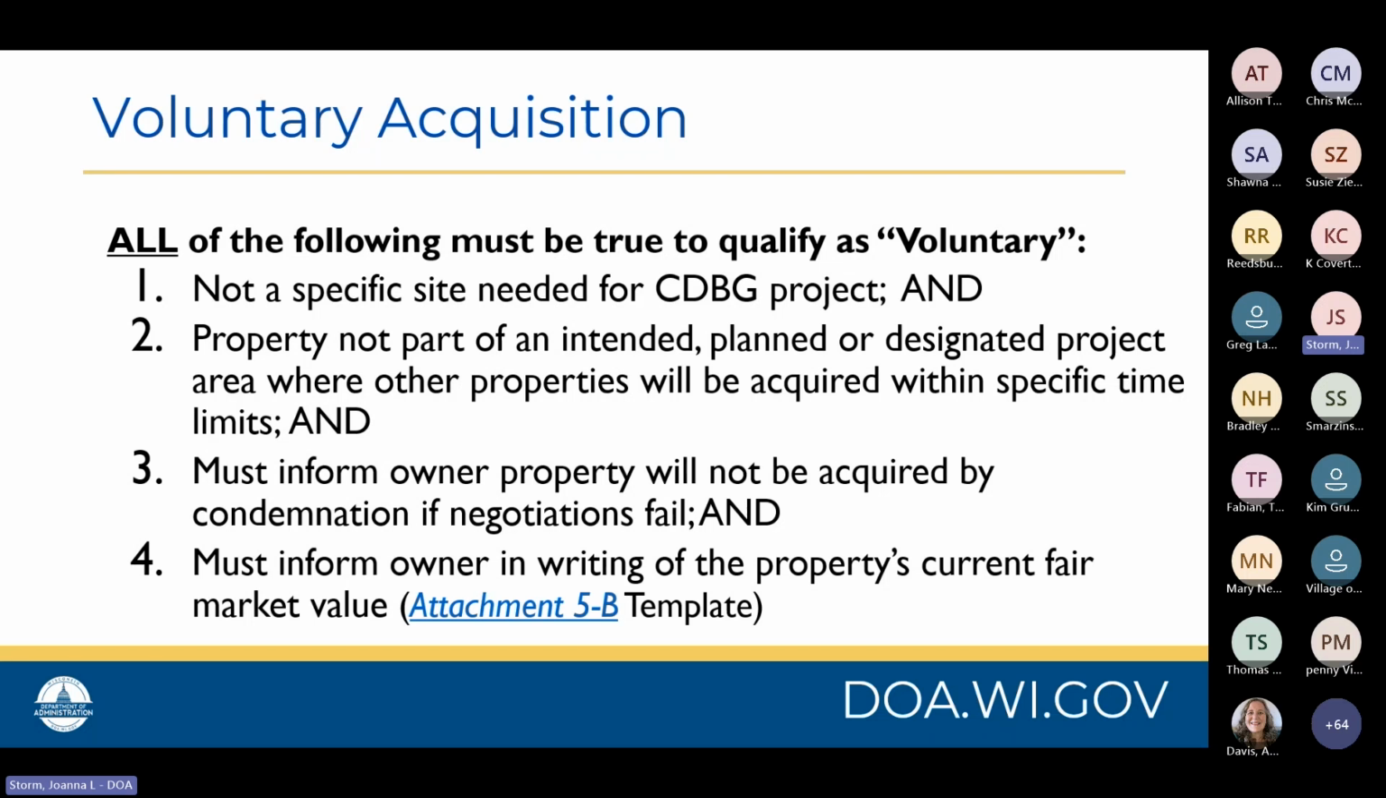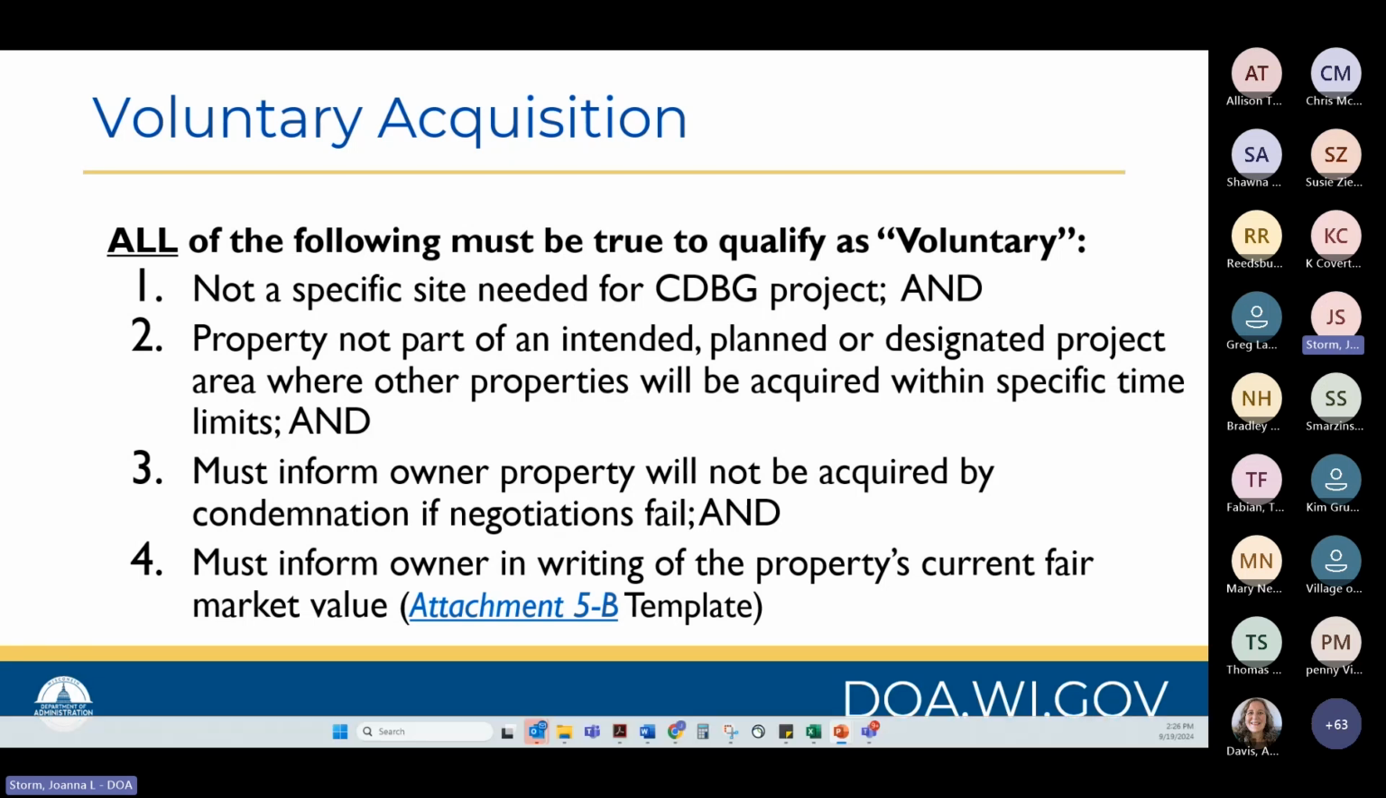The property must also not be part of any intended, planned, or designated project area where other properties, essentially surrounding properties, will be acquired within a specific set of time limits. So if it's part of a larger development, odds are very good it won't fall under the categorization of voluntary acquisition. You must also inform the owner of the property that the property will not be acquired by condemnation if negotiations fail.